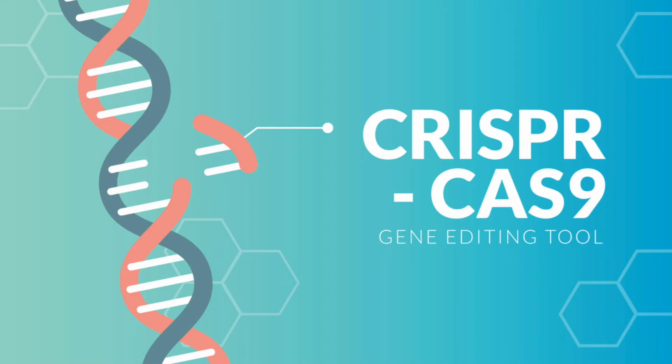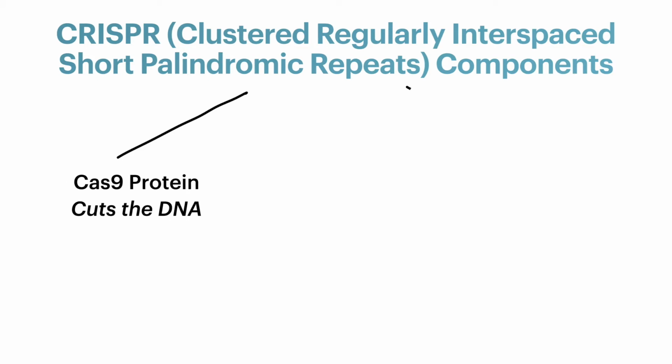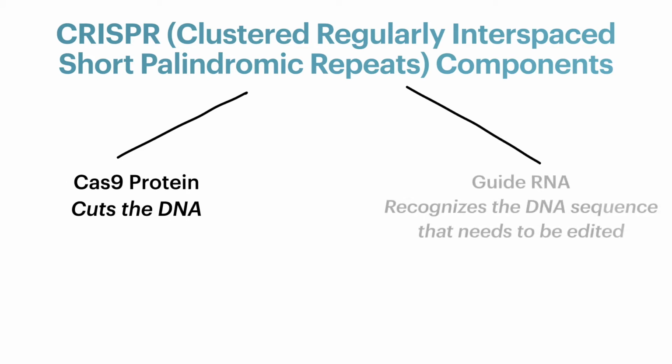One of these genome editing technologies is CRISPR-Cas9. CRISPR consists of two main components, the Cas9 protein, which cuts the DNA, and the guide RNA, which recognizes the DNA sequence that needs to be edited.